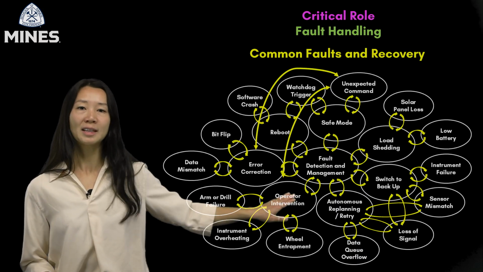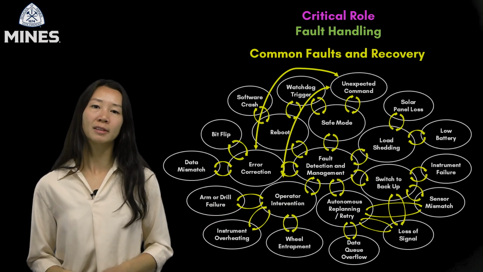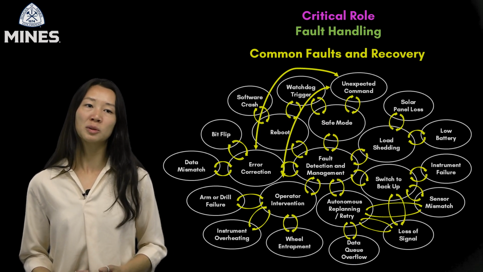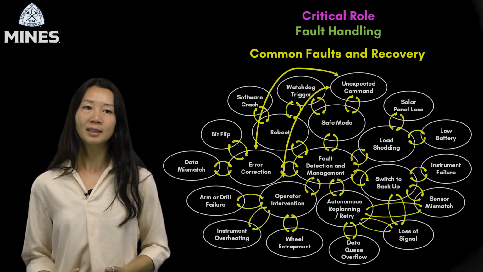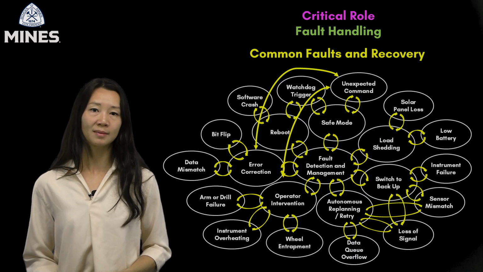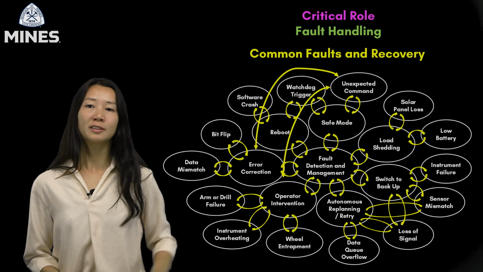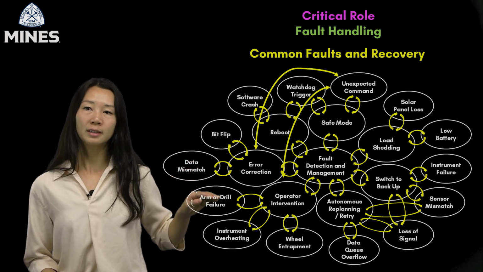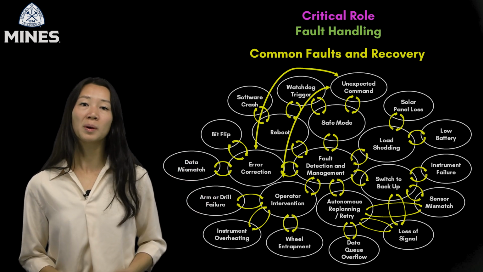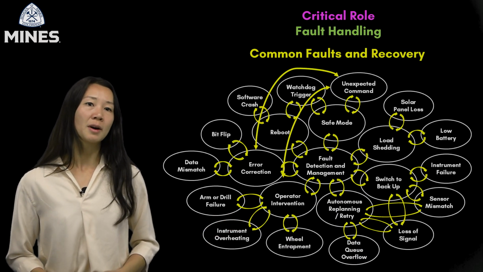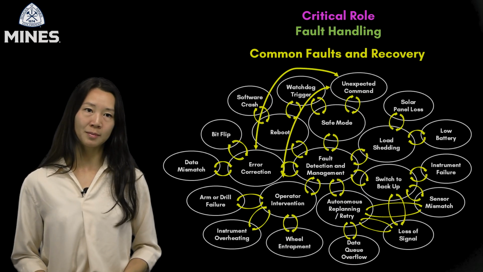Let's say a sensor mismatch might signal a bad reading from an IMU or star tracker. Here, software might switch to a backup or reweight the data and continue operating in a degraded state. Then there are issues like instrument overheating or a jammed robotic arm right here. These often trigger what we call operator intervention. The robot logs the problem, halts the task, and waits for human input.